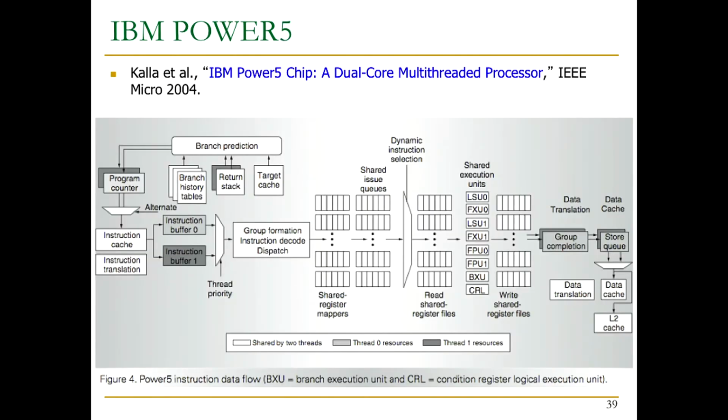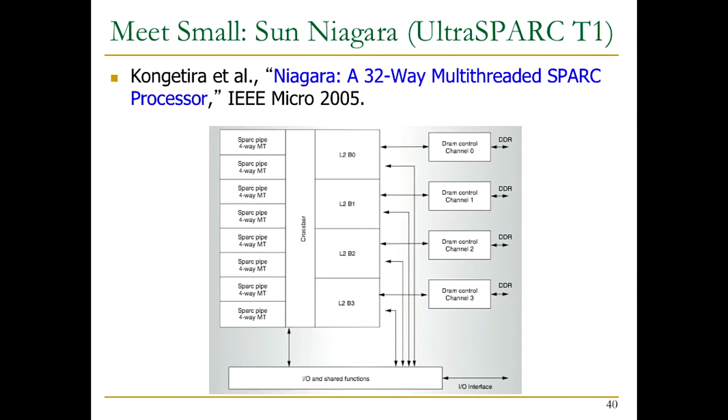And IBM actually made the Power 5 multi-threaded. As you can see over here, it can run multiple threads at the same time. It's a simultaneously multi-threaded processor. And for different threads, it has different return stacks, for example, different program counters.